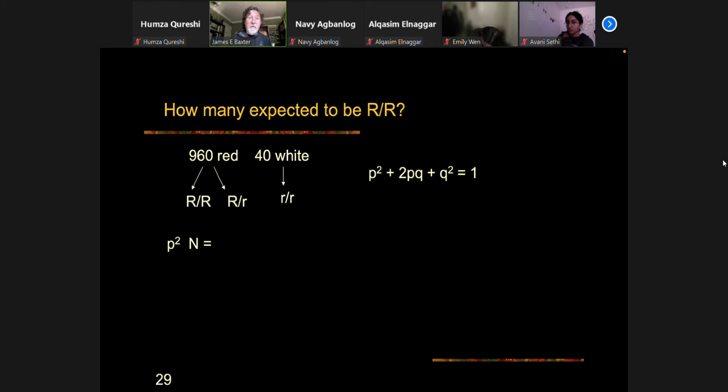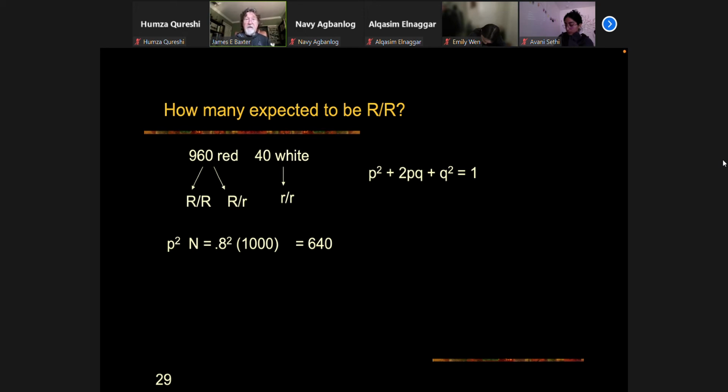And therefore, we multiply it by the sample size. So we've already calculated that p is equal to 0.8. So we take 0.8 squared times our 1,000, and it gives us 640. So out of our red individuals, in which we have 960 of them, 640 must be homozygous dominant.